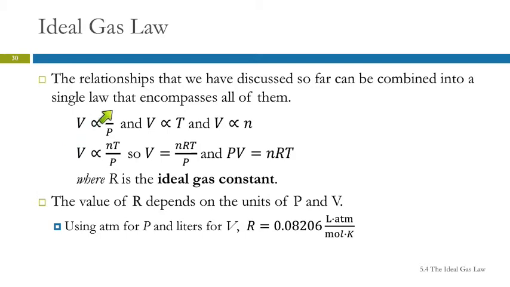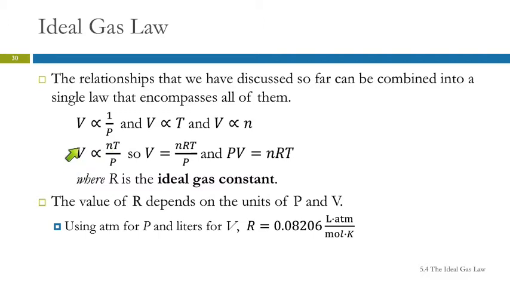So volume is proportional to 1 over the pressure. Volume is proportional to the temperature. Volume is proportional to the amount of gas in moles. So we can put that together like this and say the volume is proportional directly to the number of moles and the temperature and to the reciprocal of the pressure.